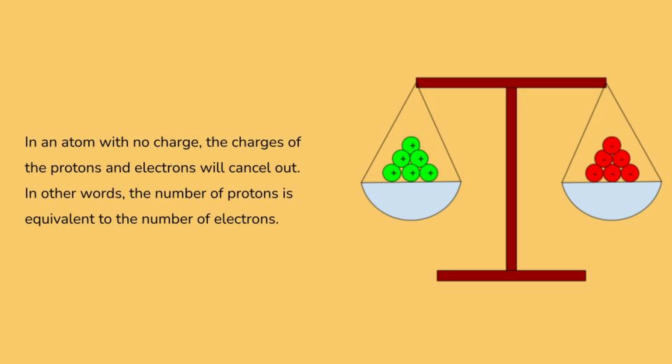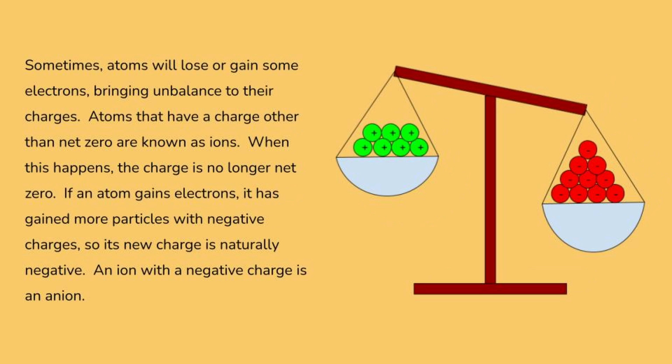In an atom with no charge, the charges of the protons and electrons will cancel out. In other words, the number of protons is equivalent to the number of electrons. Sometimes, atoms will lose or gain some electrons, bringing unbalance to their charges. Atoms that have a charge other than net zero are known as ions. When this happens, the charge is no longer net zero.